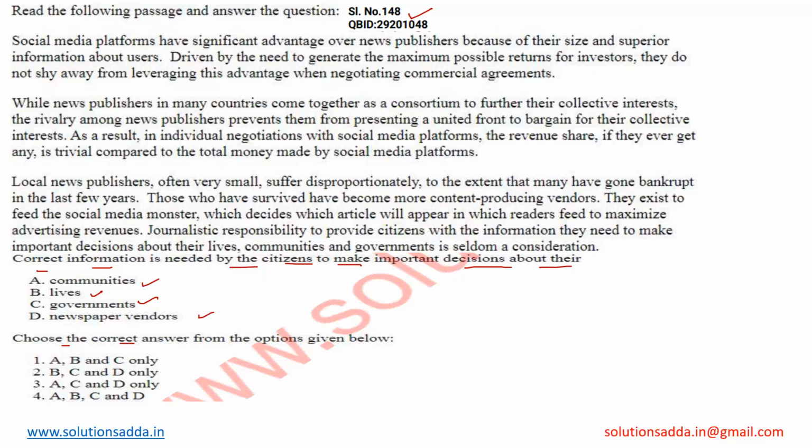So in the last, did you observe that the last line of the paragraph says journalistic responsibility to provide citizens with the information they need to make important decisions about their lives. Yes, so their life will be right. Communities will be true, and government will be true, is seldom a consideration. So we can say there is no newspaper vendors mentioned in the paragraph. So we can say that ABC will be the correct option for this particular question. So option 1 will be right.